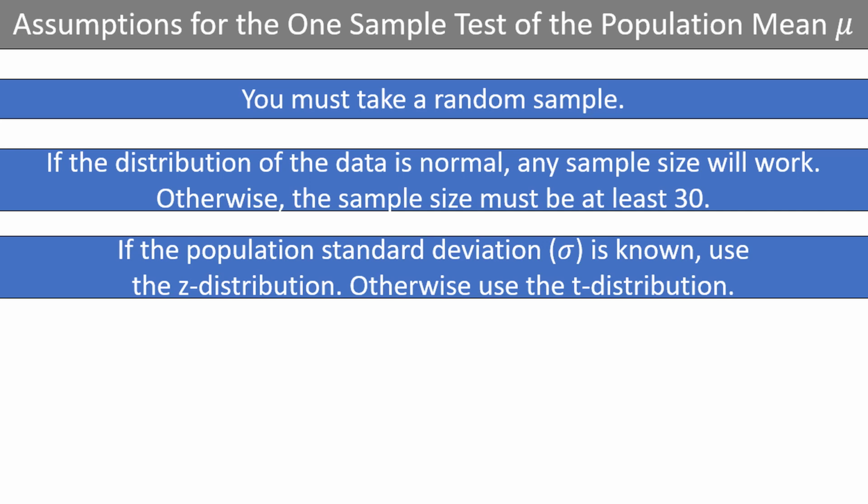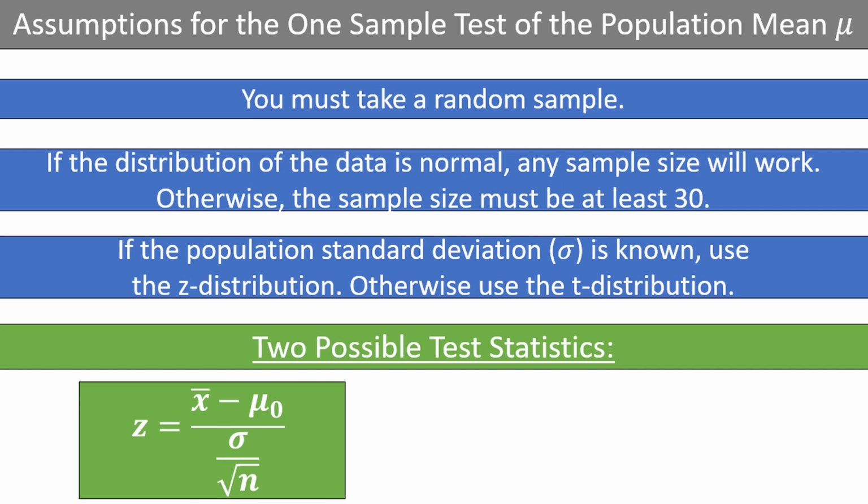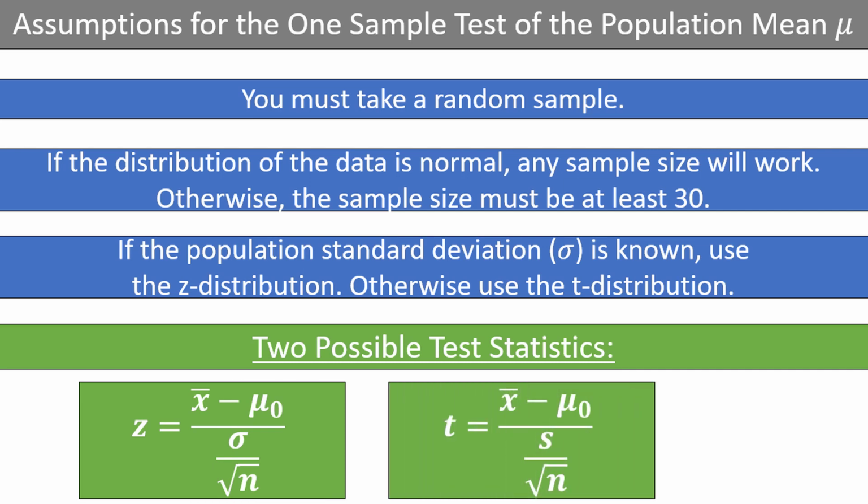The procedure is almost identical for using the z or t distribution. The only difference is the calculation of the test statistic and p-value in step 2. For the z-distribution, we use this formula for the test statistic, and for the t-distribution, we use this formula. In the t-test statistic, we use the sample standard deviation s, as the population standard deviation sigma is unknown. Recall that in order to use the t-distribution, we also need to know the degrees of freedom, which are the sample size n minus 1. We will look at examples using both distributions in this video. Let's take a look at our first example.